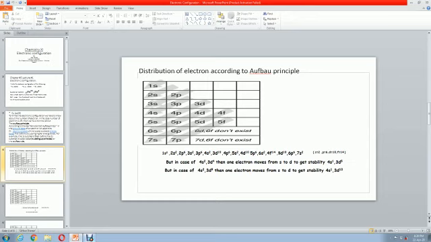But in case of 4s2 3d4, then one electron moves from the s to the d orbital to get stability. Then we can write it 4s1, 3d5. Another case which we have to follow here: in case of 4s2 3d9, then one electron moves from the s to the d orbital to get stability, giving 4s1, 3d10.